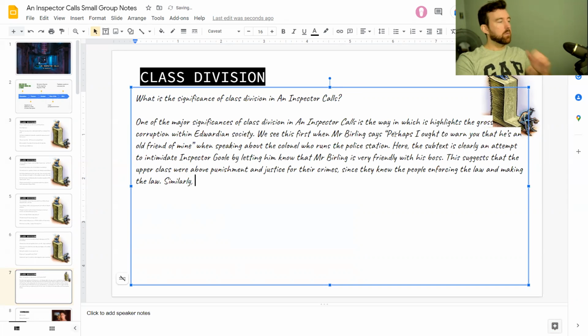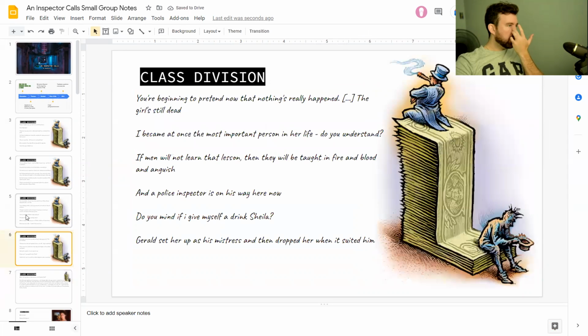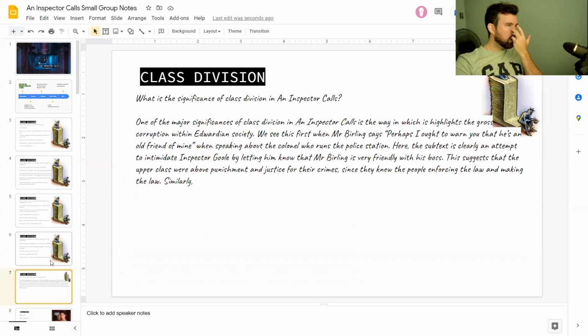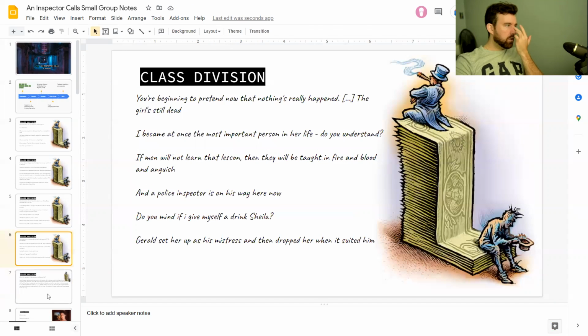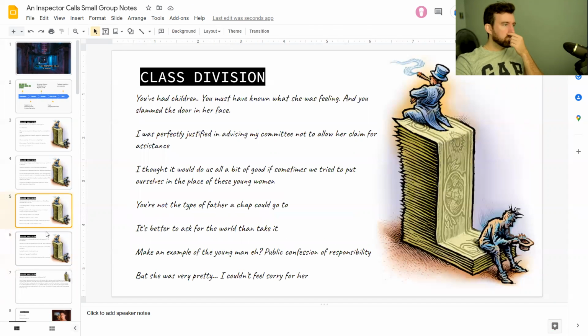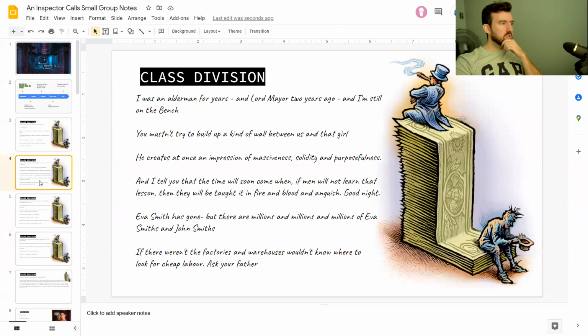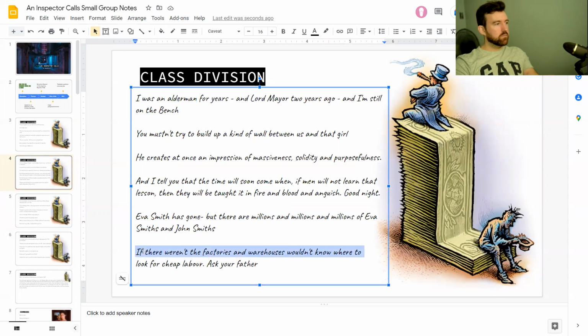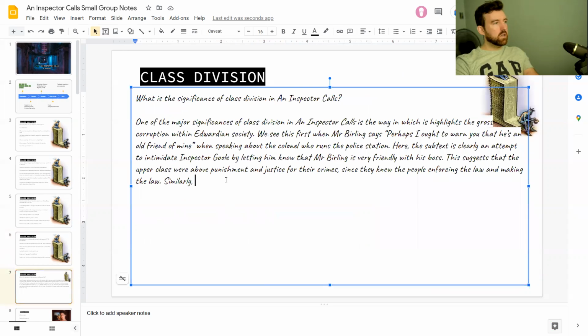Similarly, do I want to do similarly or do I want to do something else? I think we'll actually do, what other quote should we do? Yeah. So similarly, class division also creates a lack of opportunity for the working class, which is another form of corruption.